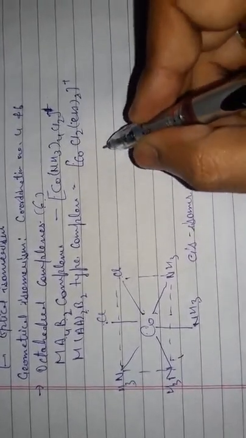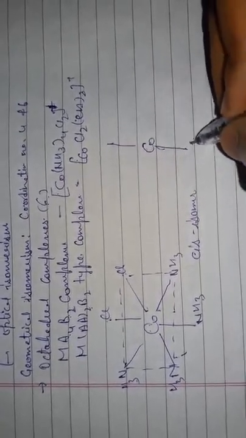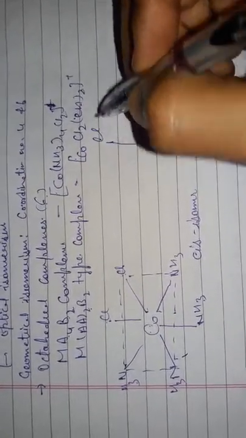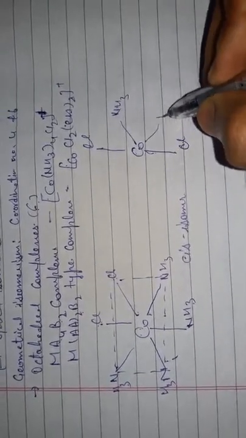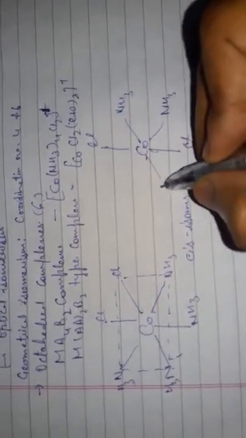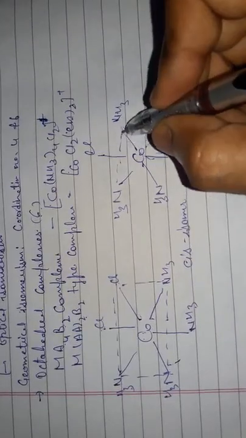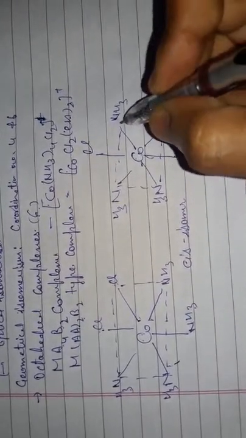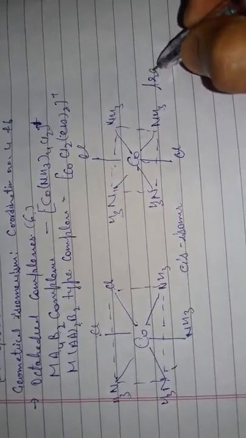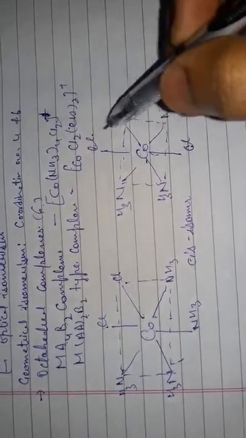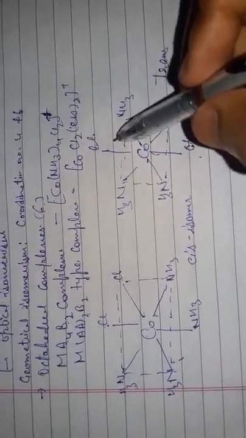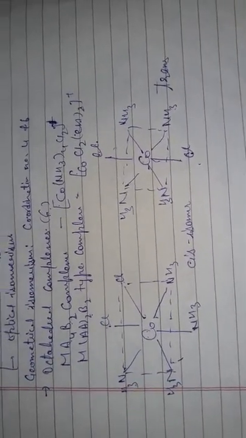Similarly, the second condition arises when the chlorine attaches at the opposite side on the axial positions, with NH3, NH3, NH3, NH3. So this is your trans isomer, because the chlorine is present on the opposite side, so that's why it is called geometrical isomerism.